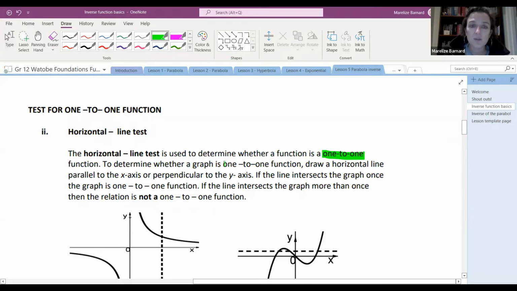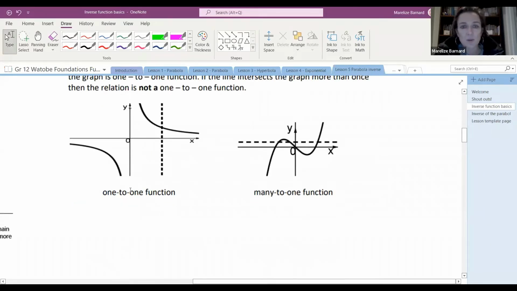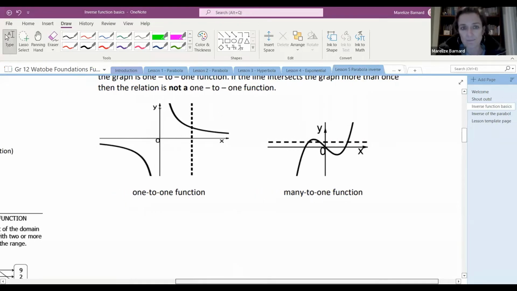To determine whether a graph is a one-to-one function, you draw a horizontal line parallel to the x-axis. If the line intersects the graph once, the graph is a one-to-one function. If the line intersects the graph more than once, then the relation is not a one-to-one function. Okay, so that's a one-to-one function, and this one is a many-to-one function. If you look at the horizontal line test, it cuts the graph in more than one place at a time, so it's not a one-to-one function.